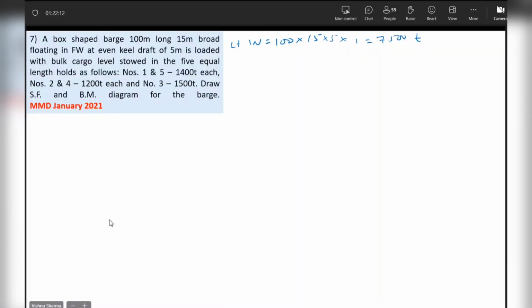Yes, sir. Okay. Is loaded with bulk cargo stored in 5 equal length holds. So 5 equal length holds. I don't think this is a question that we are going to do.